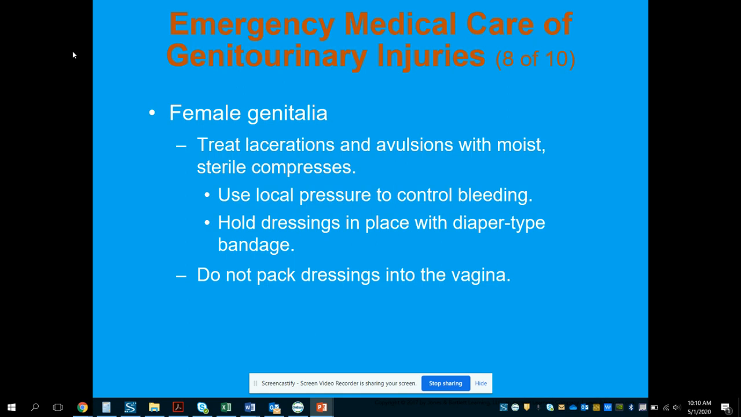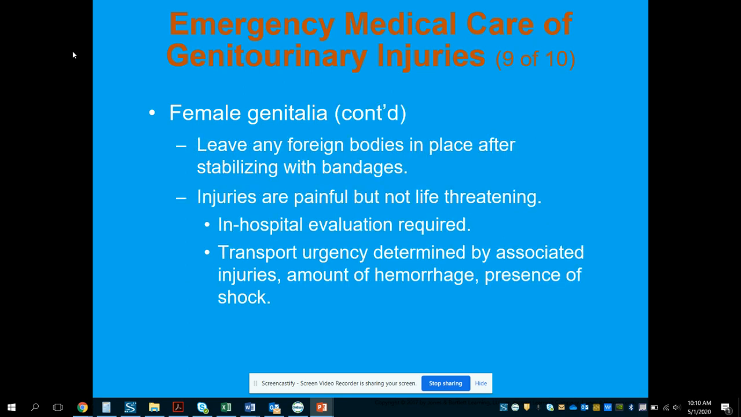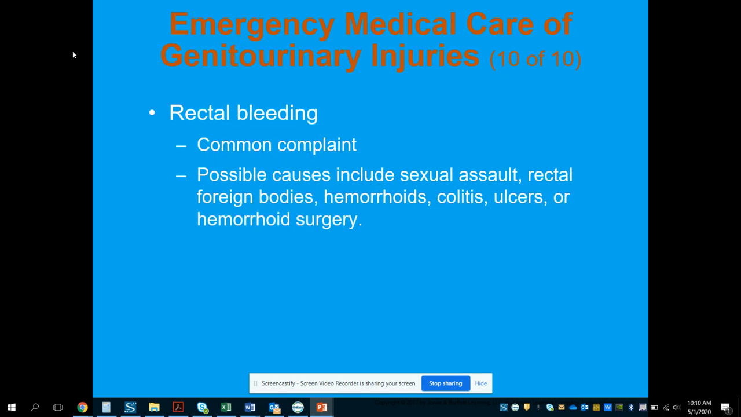For the female genitalia, treat any lacerations and avulsions with moist sterile compresses. You can use local pressure to help control the bleeding. We don't want to put anything into the vagina, but we can put something on the outside to help control the bleeding. If there are any foreign bodies, again, leave them in place and stabilize them. These injuries are painful and embarrassing, but not usually life-threatening, but hospital evaluation is required. How urgent this is will depend on if there's any bleeding, how much it is, and whether the patient has the potential for shock, that type of thing.